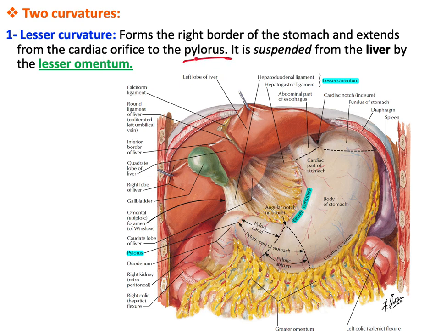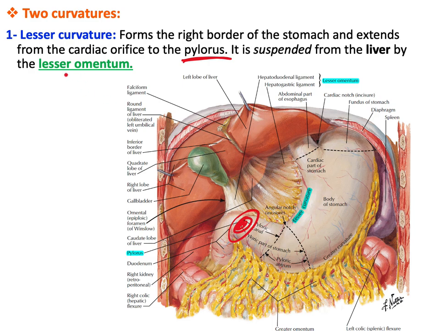When you say pylorus, that means you indicate this part, you see this constriction, right? So this is the pylorus, whereas the sphincter is here. So this is the pylorus. You can say pylorus or pyloric sphincter, right? So the lesser curvature you see here is suspended to the hilum of the liver by the lesser omentum.